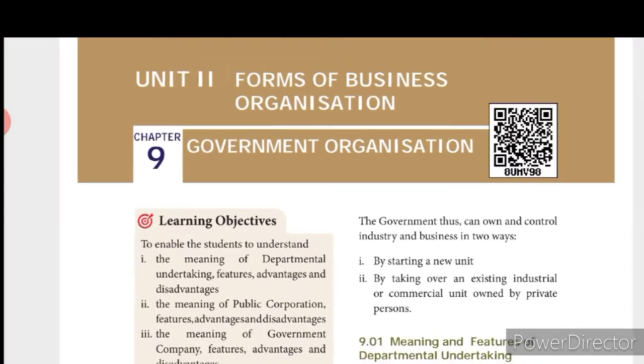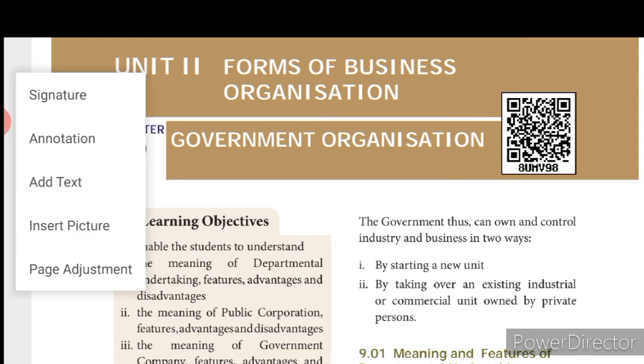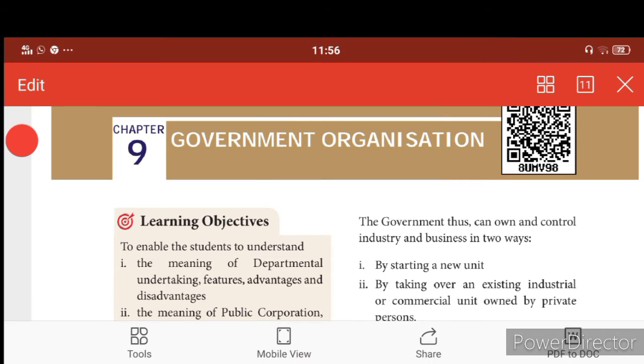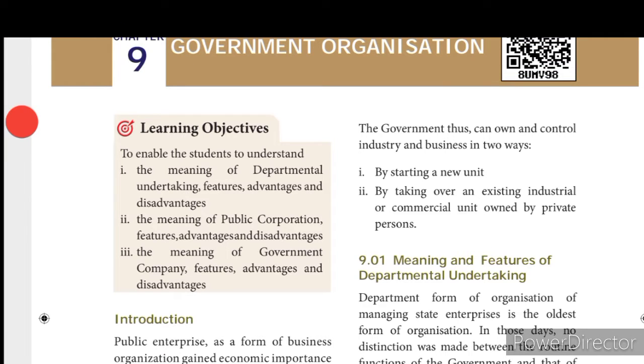The topic that we are going to see today is Chapter 9, Government Organization. It is a continuation of government organization. In the last class I already explained the meaning of departmental undertakings, features, advantages, and disadvantages also. And I started with the public corporation and its features.